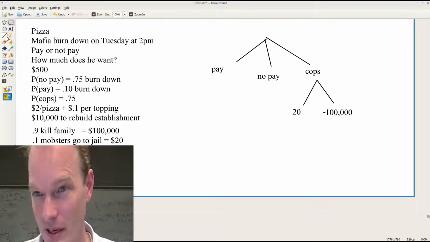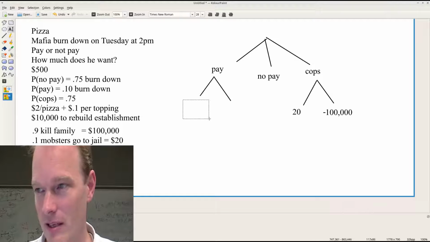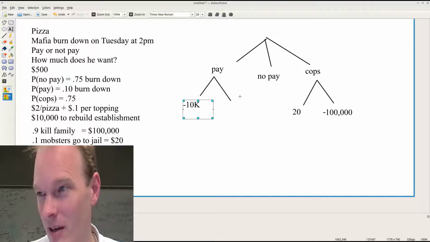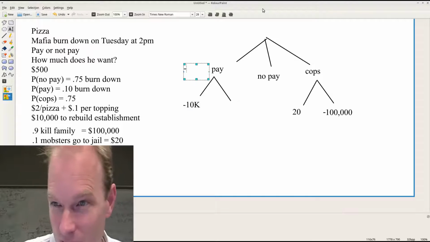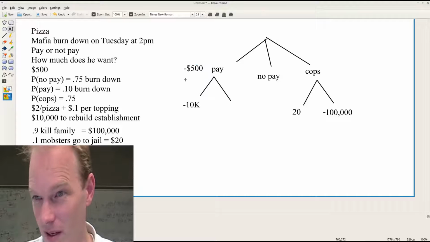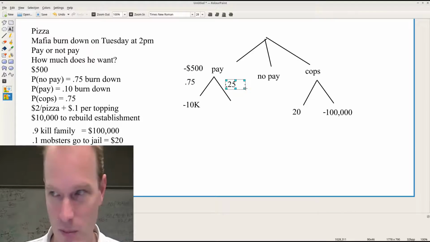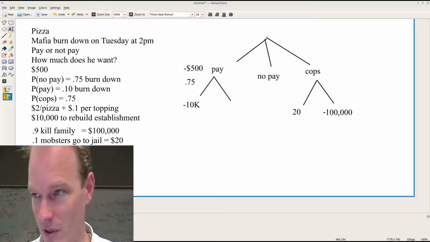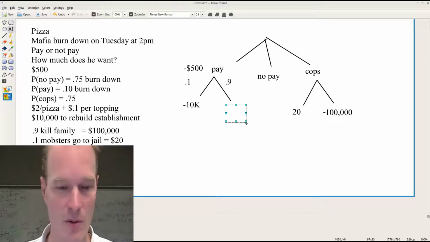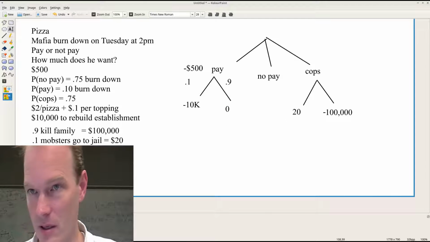Okay, you can pay or not pay. If you pay, there's a 75% chance it burns down. Okay, let's say it burns down. What's the utility of that? Negative 10K, right? All right, let's put it down next to pay. How much do you have to pay? Minus $500 if you pay. Okay, if it burns down, there's a 0.75 chance. There's a 0.1? Okay. Sorry, I'm moving too quickly here. 0.9, okay. If it doesn't burn down, what's that worth to you? That's a good zero, isn't it? Because you don't care? Okay.